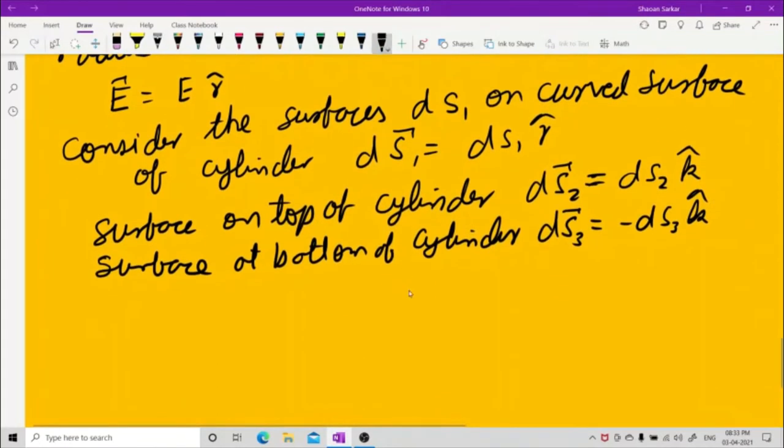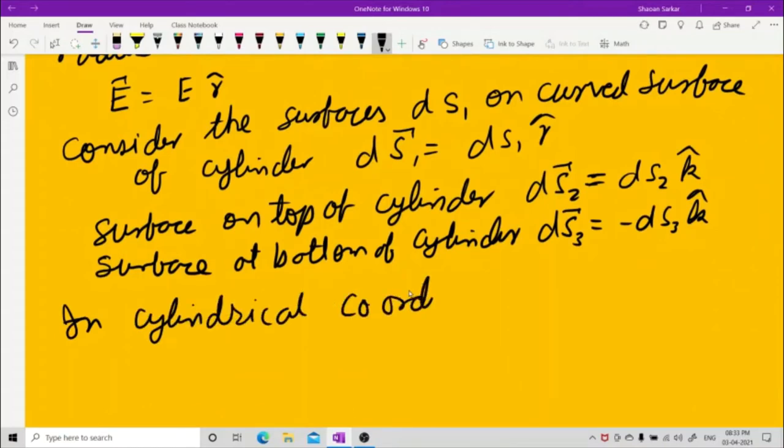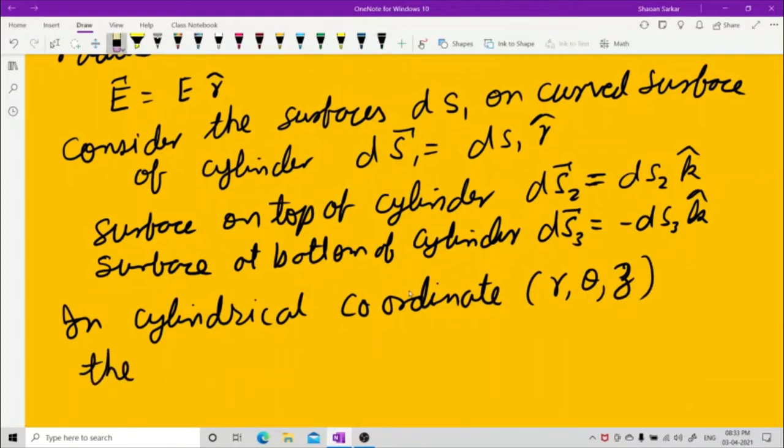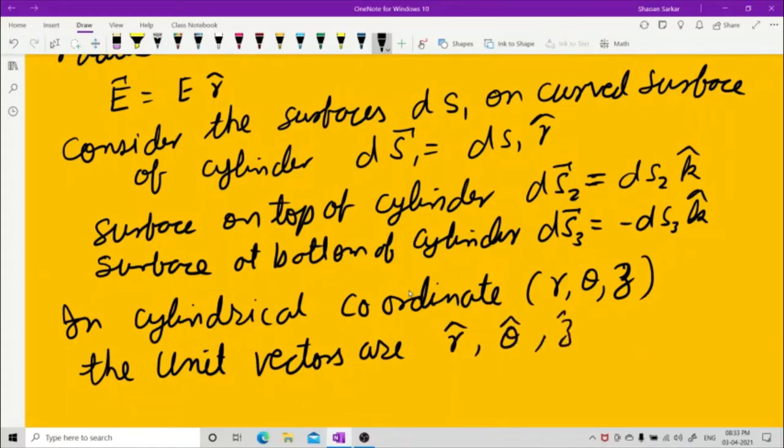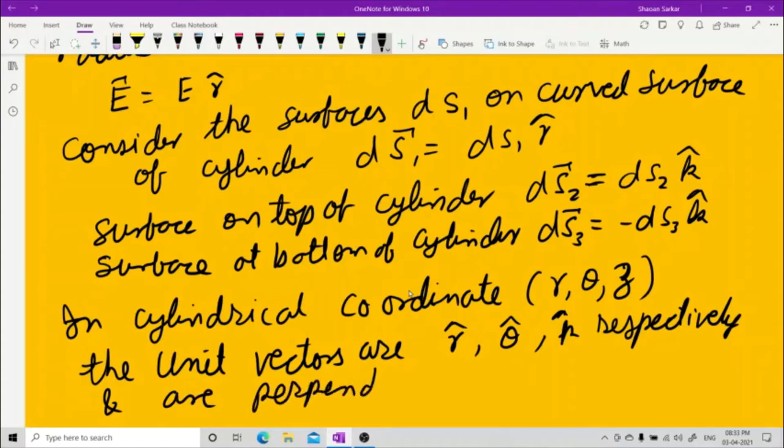Now, in cylindrical coordinates, you can also write it in the exam, r, theta and z. The unit vectors are r cap, theta cap, and k cap, sorry, k cap, not z cap, respectively, and they are perpendicular to each other.